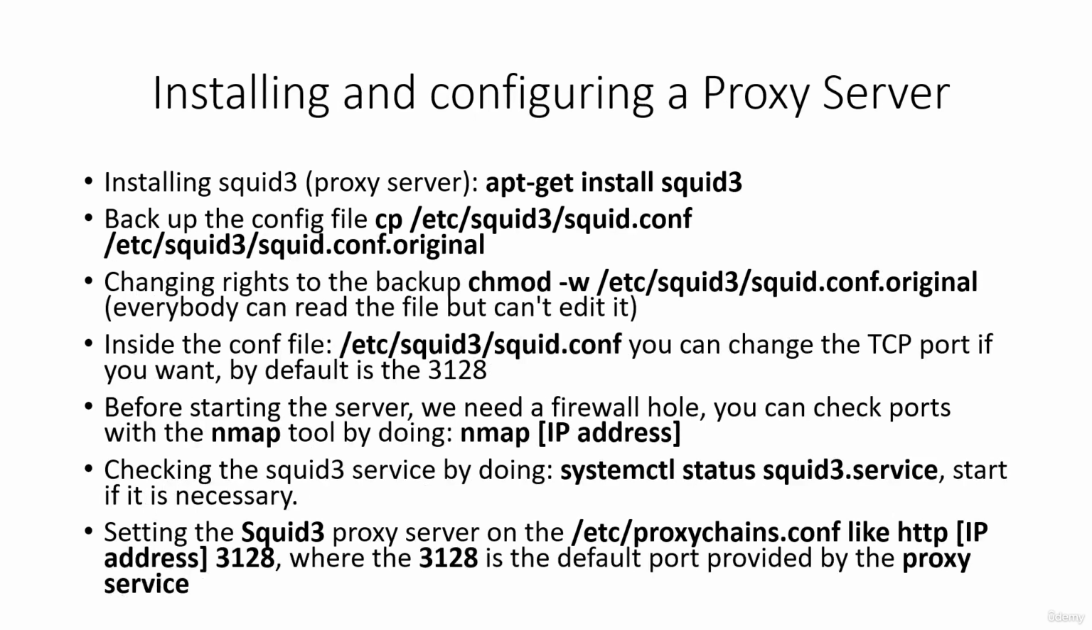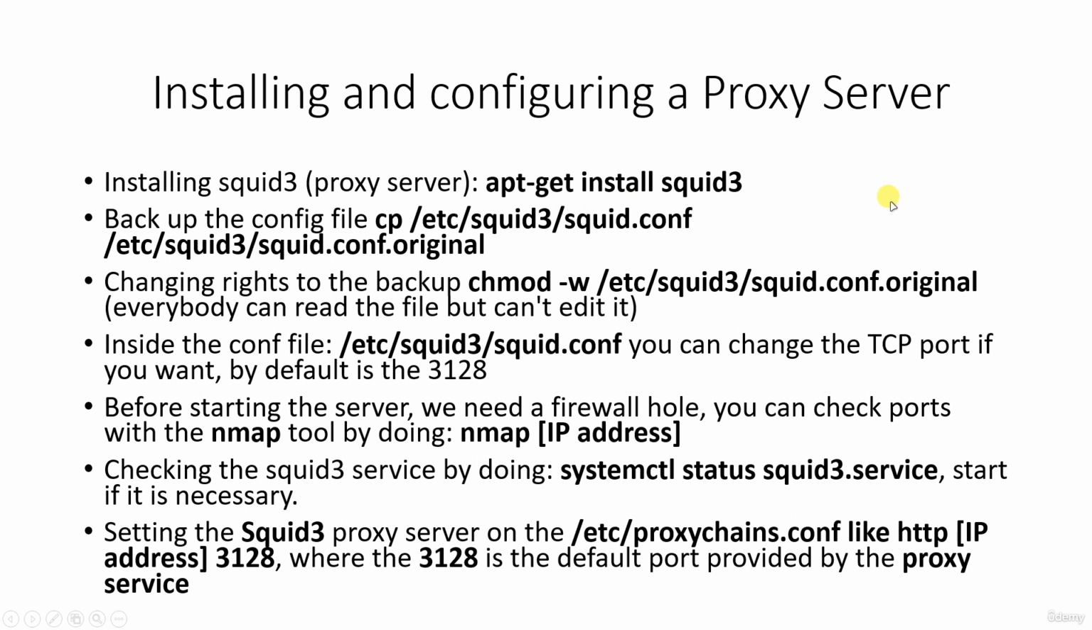After that, what you have to do now is install and configure the proxy server. To install the Squid3 proxy server, just type on your Linux machine this command: install squid3. It will automatically do everything, you don't even need to do anything. After that, you have to back up the config file, and this is the configuration file and this is the directory.